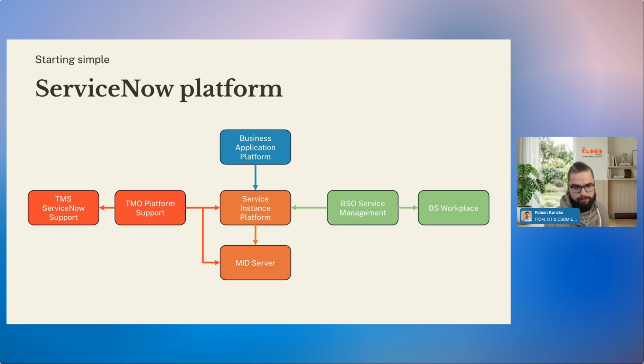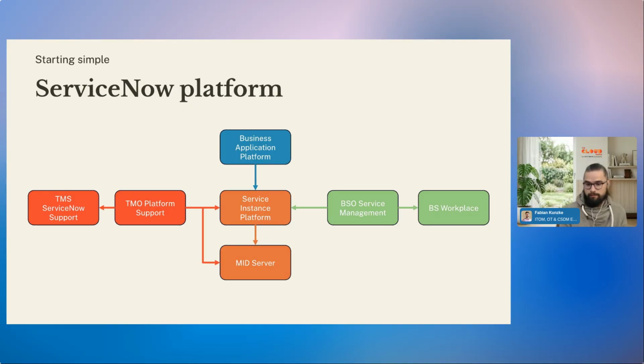And we have at least one team that generally supports our service instance. So we have a technology management offering and a technology management service. This is as simple as it gets. And for some, especially smaller customers, this is enough. Why? If I have a problem with service management, I, as an end user, can create an incident on service management, on that business service offering. And then someone from the TMO platform support picks up that incident because it's linked through our service instance platform.